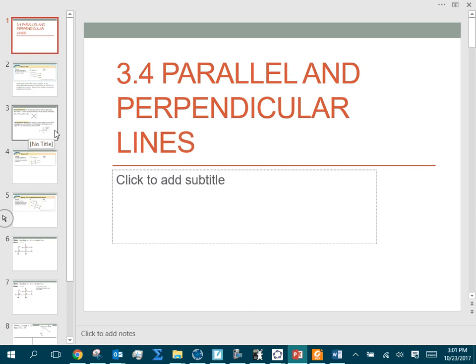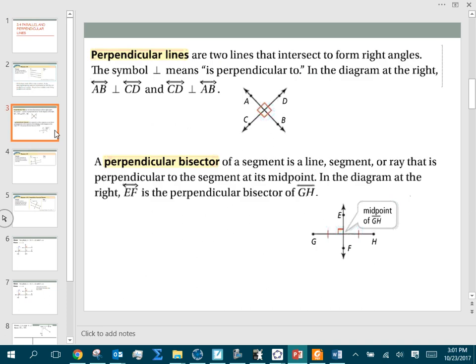First thing I want to talk about, I'm actually going to skip to slide 3 here and talk about some definitions first. Perpendicular lines, two lines that form right angles, correct? Something you've learned maybe in 5th grade, 4th grade. The symbol that we're going to use for perpendicular is this upside down capital T, and we read that phrase as "is perpendicular to." And if we look at the statement here in the picture, we say that AB, that line, is perpendicular to CD, and CD is perpendicular to AB.